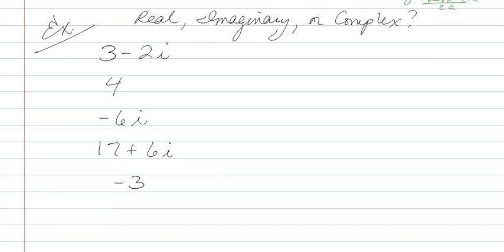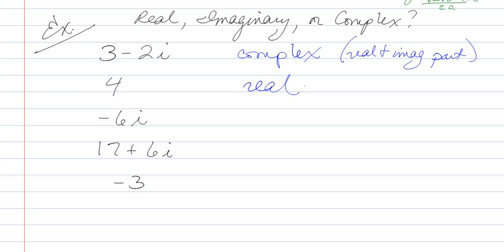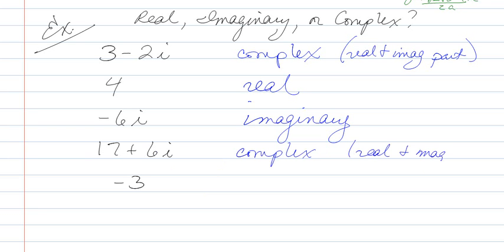This first one, this has a real component, 3 minus 2i. So it's real, but it's also got an i in it. So since it's got a real part and an imaginary part, that means that it's complex. Okay. 4 here, that's just real. That's just a regular number. It looks like everything you've ever used. Negative 6i. Not too hard to identify. If it's got an i in it, and just an i in it, it's imaginary. 17 plus 6i. This one again is going to be complex, because it has a real part and an imaginary part. And then negative 3. That one again is going to be real because it's just like kind of everything else we're used to looking at.